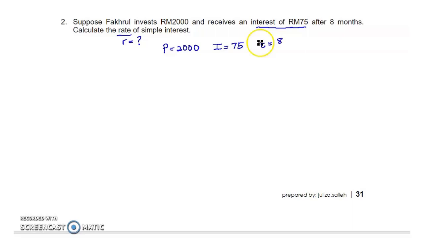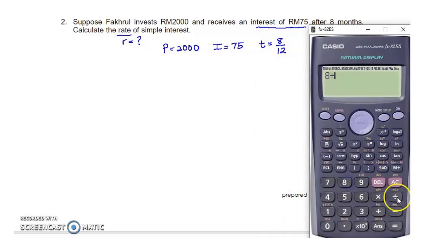Months convert to years, divide by 12. So 8 over 12. If you want to give your answer as a fraction, okay. If you get a long decimal, you just round off to 4 decimal points. But later your final answer will be slightly different, but no problem. I will show you both methods, substituting using decimals as well as using fractions.